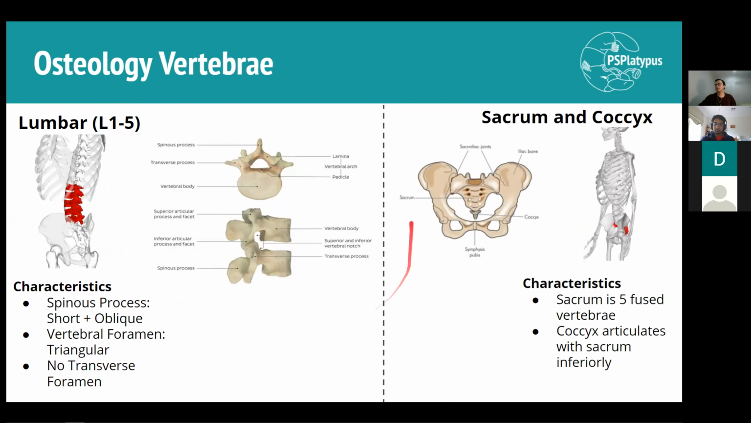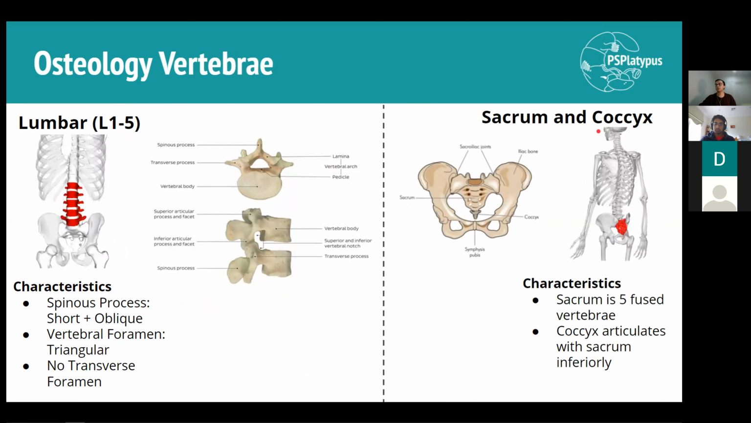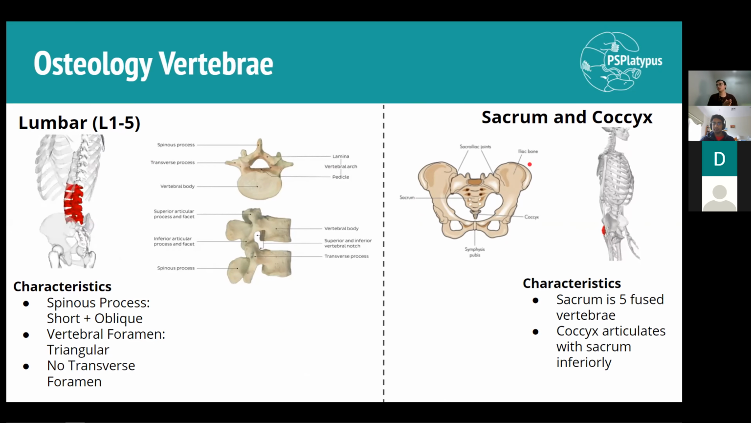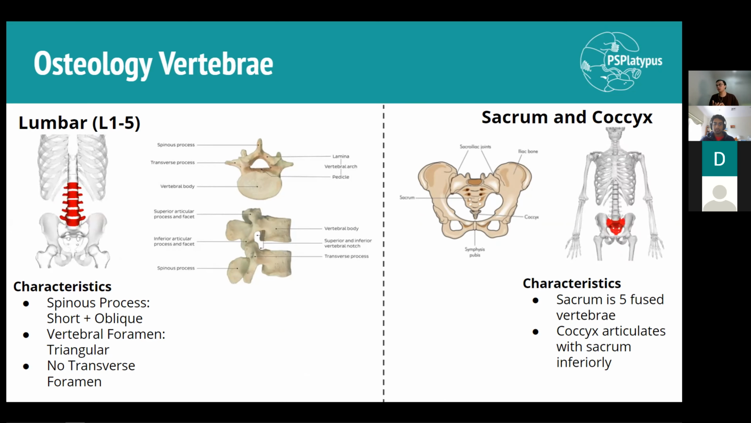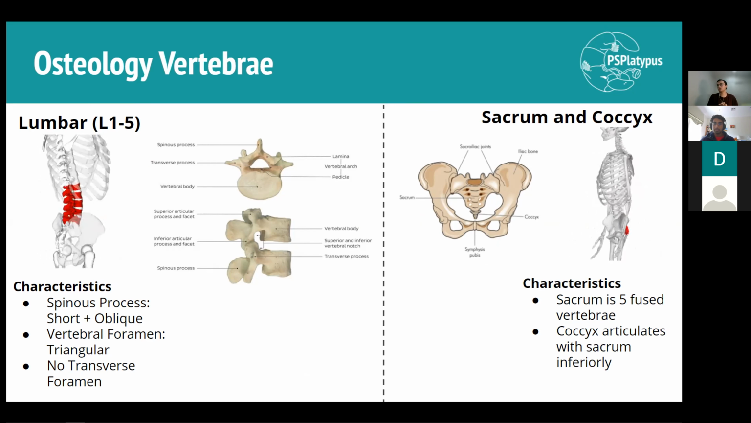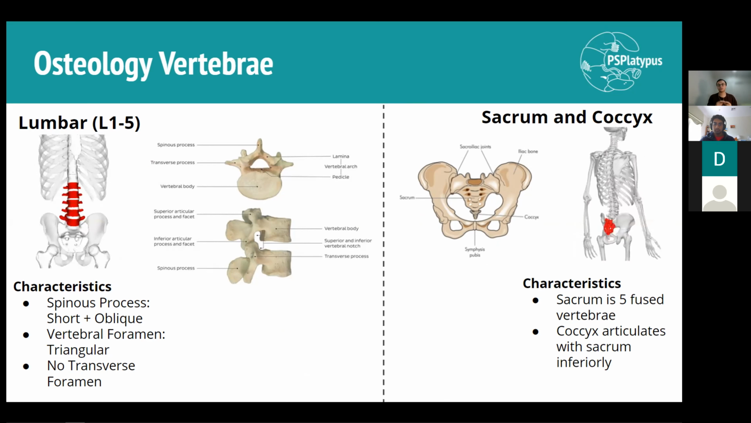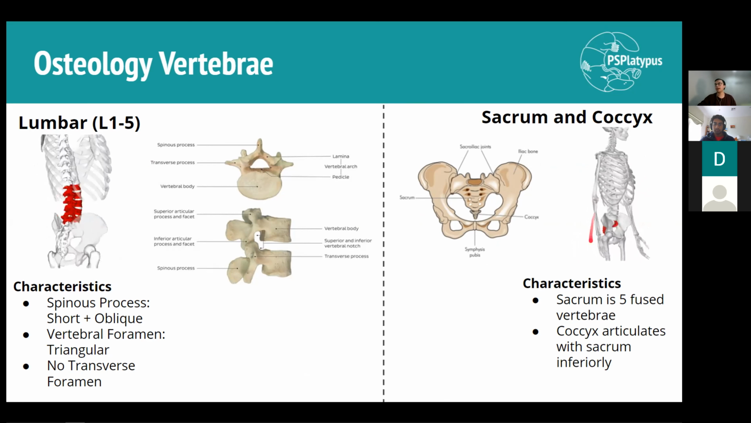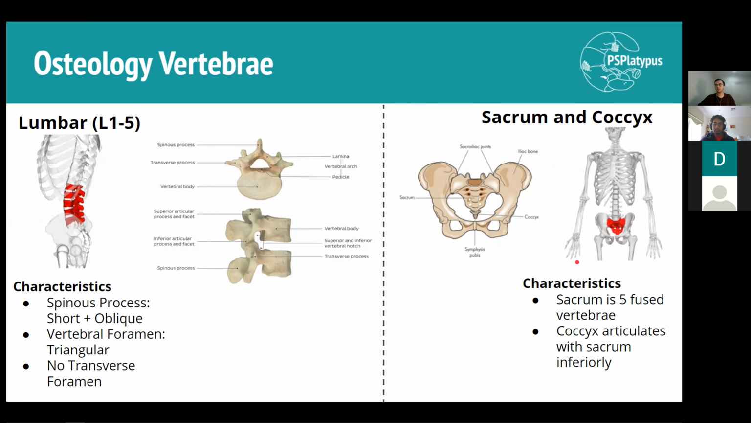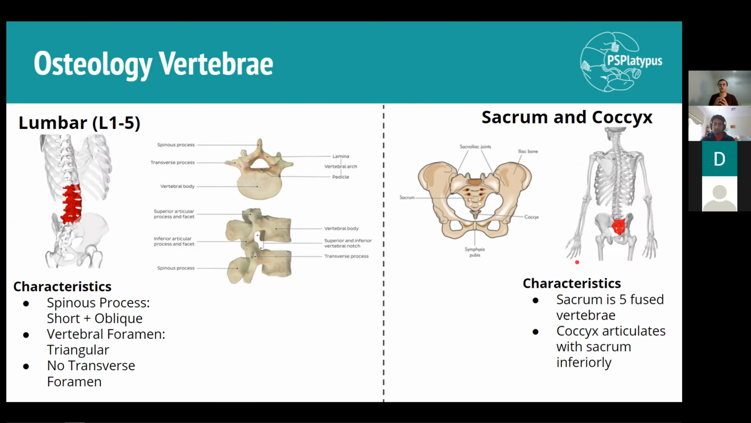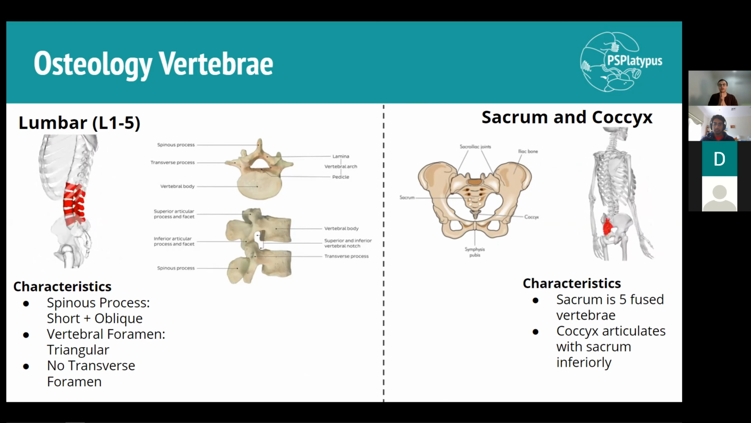All right, and then the final one is the sacrum and the coccyx, which is again, they're not actually individual vertebrae, they're just fused vertebrae. So the sacrum is 5 fused vertebrae, and the coccyx is also this tailbone piece at the bottom, which is going to articulate with the sacrum inferiorly. And again, you've already covered that a little bit with lower limb, with the parts of the pelvis. It basically is that bridge between your pelvis and your spine. So it's going to connect your upper body to your lower limbs.